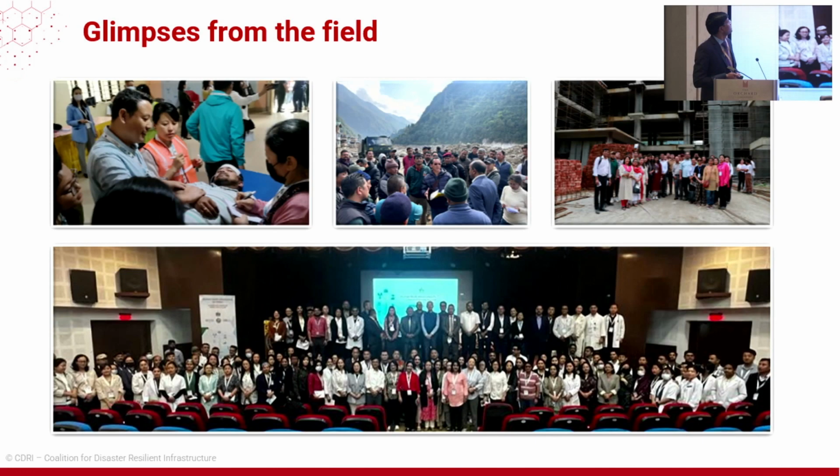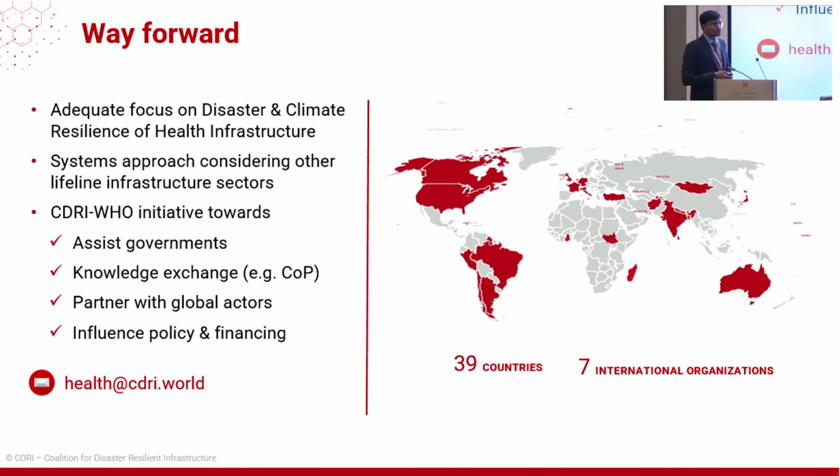So these are some of the photographs from the field. Obviously, there were many photographs. And just to leave you with 3 messages, as we worked on the resilient health system aspect, there is a need for adequate attention to the infrastructure component, because it is where everything else will function. Also, there is a need to consider the systemic aspects of the infrastructure. And CDRI and WHO have taken initiative to work toward the resilient infrastructure, and we are open to partner with global actors for the knowledge exchange. Our aim is to influence the global policy and financing.